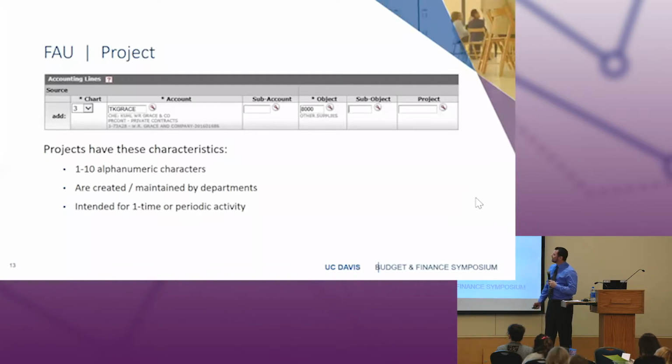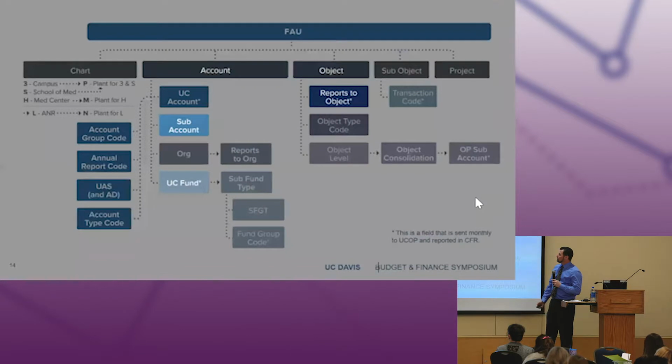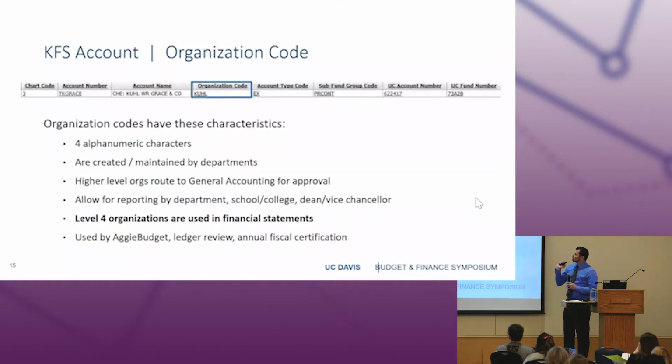Okay. So what I wanted to mention is that, besides this long graph, there are 6 elements of the full accounting unit. The chart, account, and object code are ones that we use in our reporting. The sub-account, sub-object, and project are ones that don't necessarily go directly into our reporting, but they're important for your departmental reporting. Okay, just wanted to make that distinction.